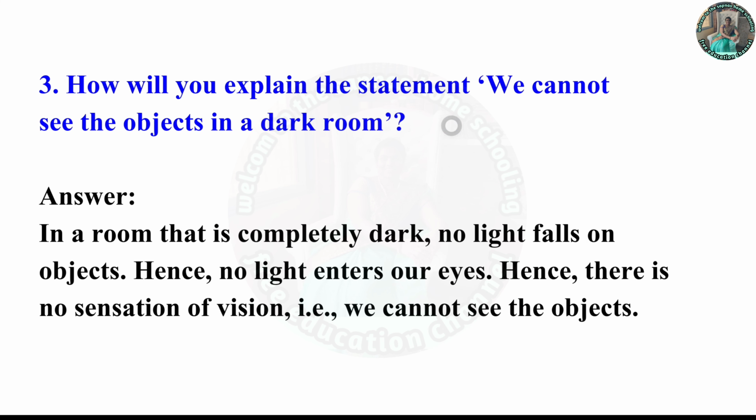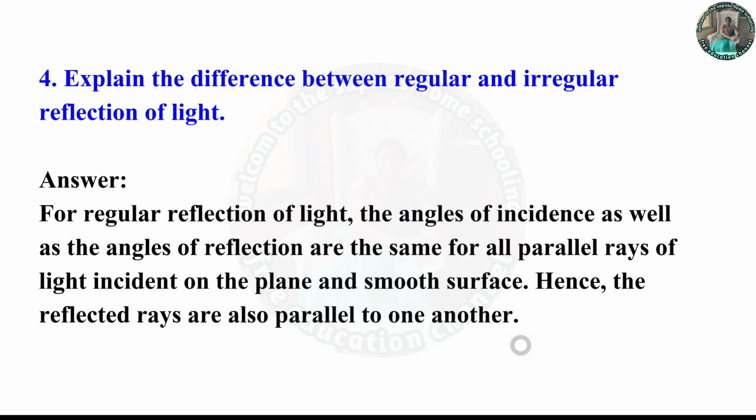How will you explain the statement, we cannot see the object in the dark room? In a room that is completely dark, no light falls on the objects. Hence, no light enters our eye. Hence, there is no sensation of vision, that is, we cannot see the objects.